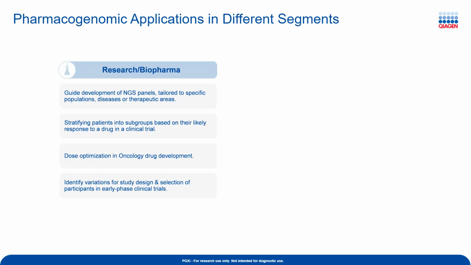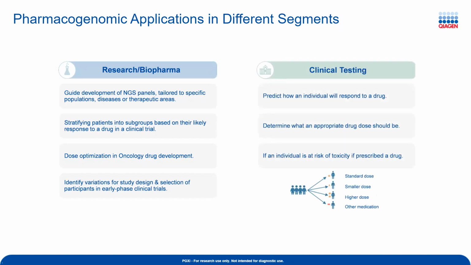But they also have a big role in clinical testing, because as individuals age and become susceptible to more diseases that require drug therapy, nearly 90% of patients above the age of 70 will eventually be exposed to at least one drug with pharmacogenomic guidance. So PGX testing can be used to predict how an individual will respond to a drug, determine what an appropriate drug dose should be, and if an individual is at risk if prescribed a certain medication or drug.